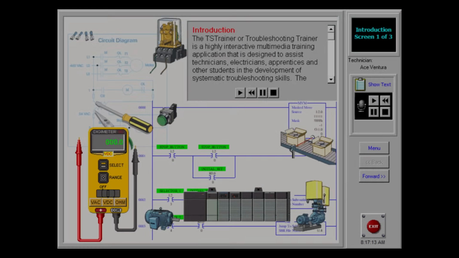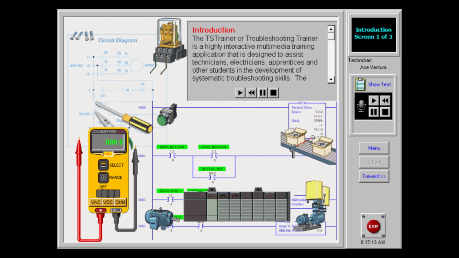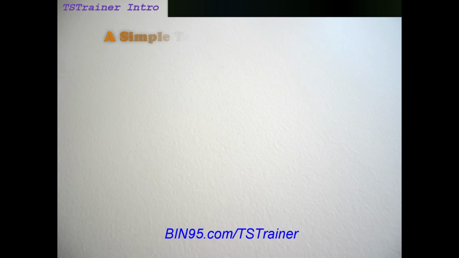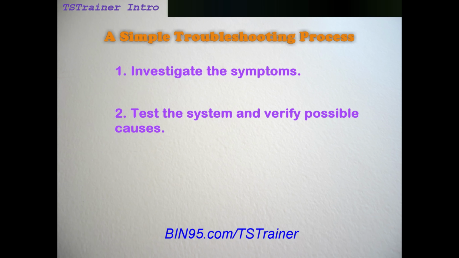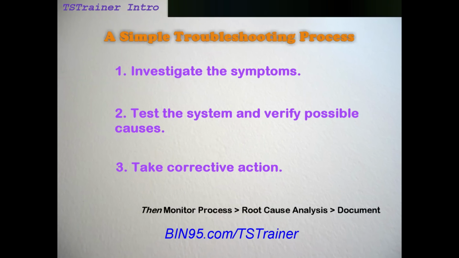The best, most experienced troubleshooters rely on a systematic troubleshooting process to solve problems on today's highly complex control circuits. A good troubleshooting process is simple. 1. Investigate the symptoms. You must then try to identify the possible causes. 2. Test the system and verify possible causes. Once corrective action is taken, follow through by monitoring the operation to make sure you have pinpointed the root cause, then complete any required documentation.